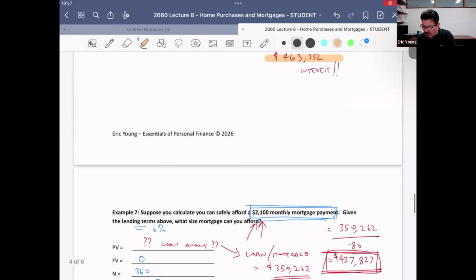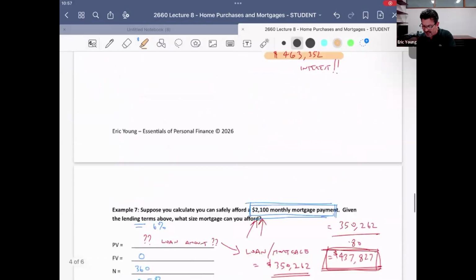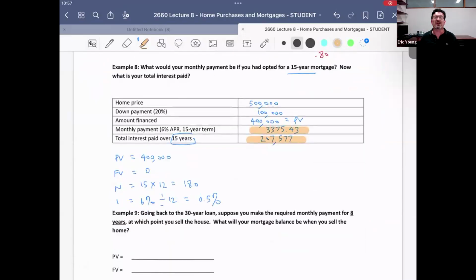But I mean, you're going from 463 to 207,000. You're saving $260,000 of interest. Think what you can do with that money. Invest it. Maybe down the line, buy a rental property, develop some cash flow. A lot of different things you can do.